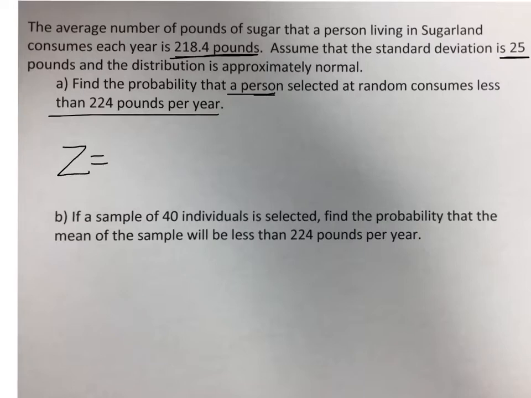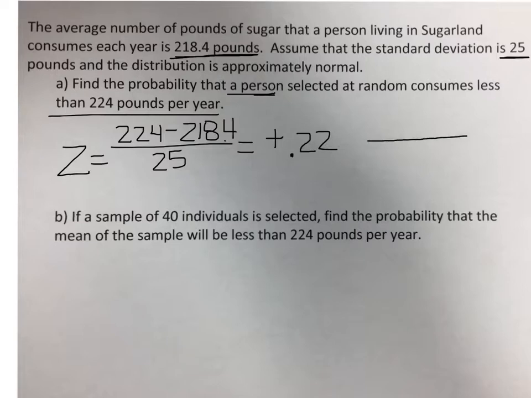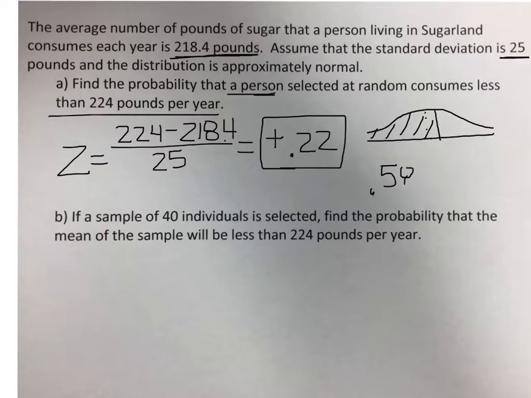So I'm going to find my z-score. I'm going to take my 224, my x. I'm going to subtract 218.4, my mean. And I'm simply going to divide by 25. And I'm going to get a z-score of positive 0.22. And if I go ahead and I draw my normal curve, which is something I always suggest doing, the 0.22 is here. It's slightly beyond the halfway point. So I would expect my answer to be a little bigger than 0.5. I go to my calculator. I use my normal CDF, with this being my upper bound and my lower being an extremely small number. I'm going to end up with a probability of 0.587. So there's a really good chance here that the average person will consume less than 224 pounds a year.